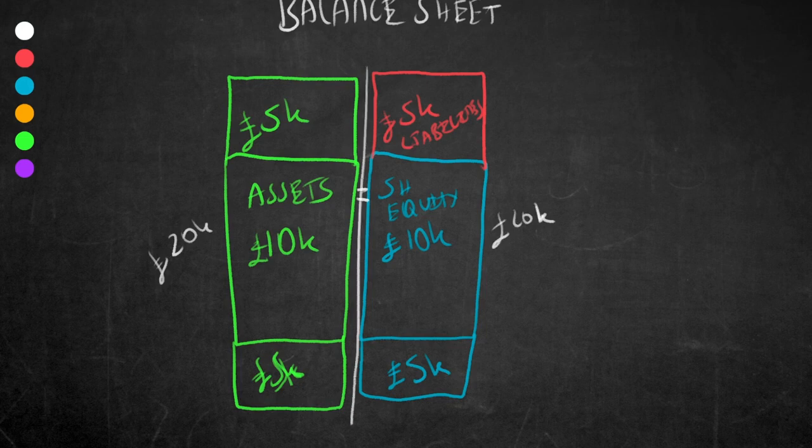Your assets equals your liabilities plus shareholders' equity. That is pretty much, although a very simple overview, exactly what a balance sheet is. I've shown you the three components of a balance sheet and why they need to equal each other. I hope you enjoyed this.